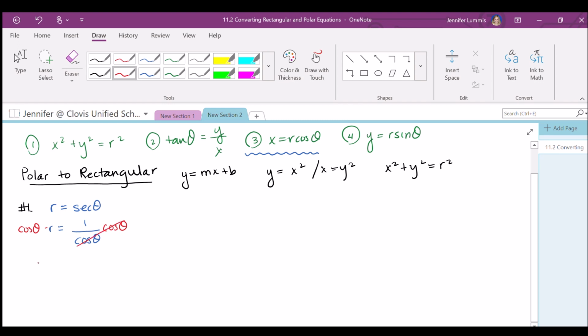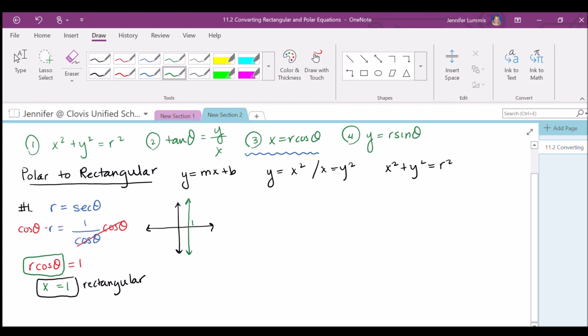So now I have r times cosine is equal to 1. And now I can use my substitution, r times cosine for x. And I'm left with x equals 1. So I finally end up with my rectangular equation of x equals 1. And to draw this, well, this is just the line x equals 1. So a vertical line right here at 1. So let's try another example.